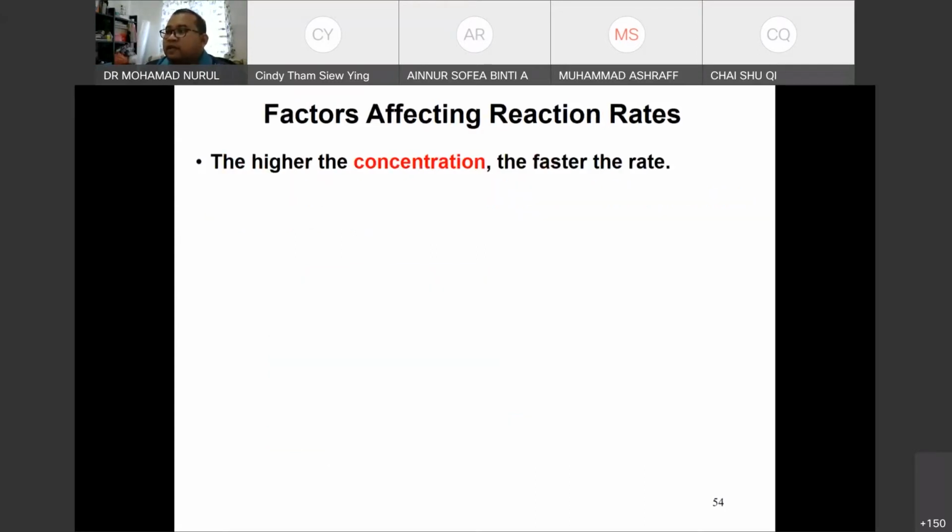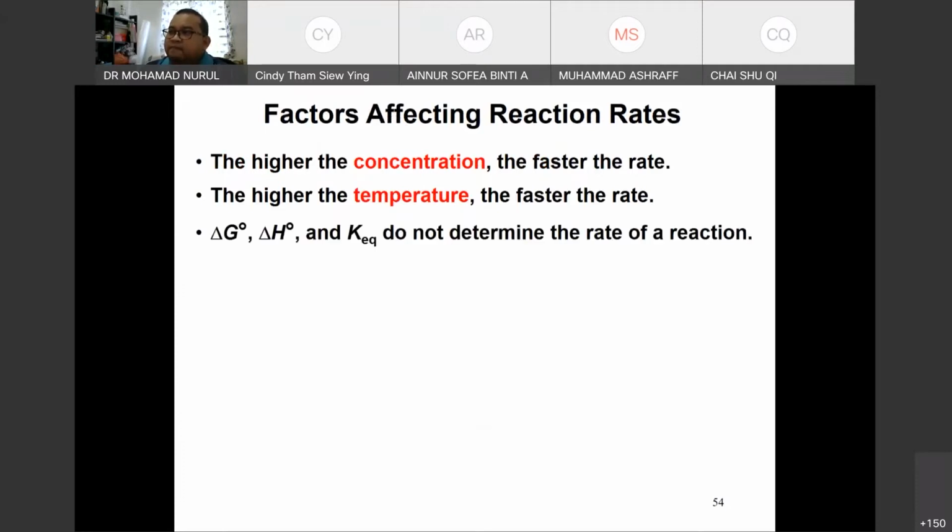So, factors affecting reaction rate: the higher the concentration, the faster the rate. The higher the temperature, the faster the rate. Delta H, delta G, and K equilibrium do not determine the rate of reaction. You will see more of these factors in chapter 7 and chapter 8.